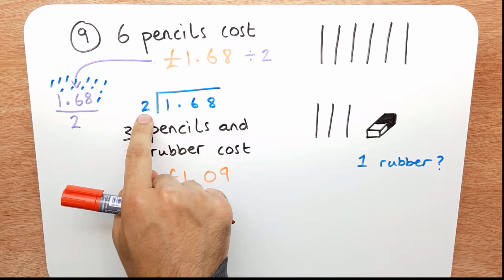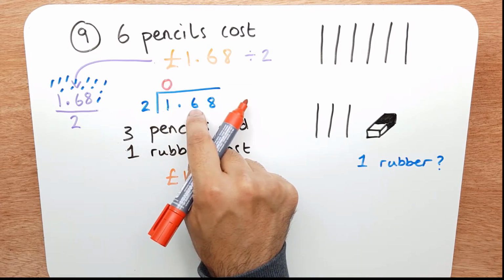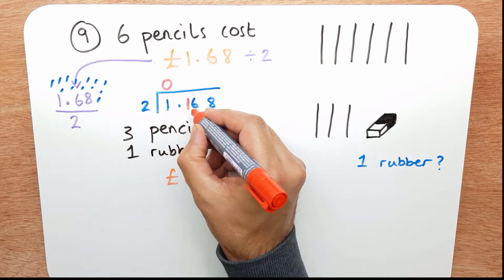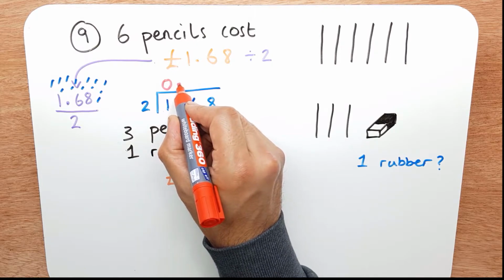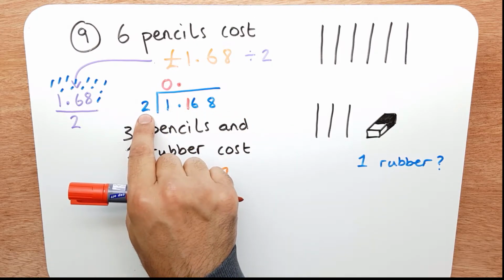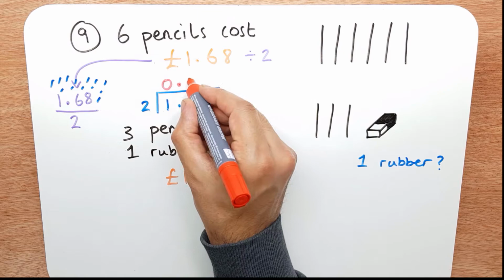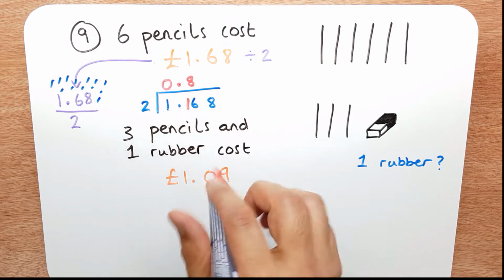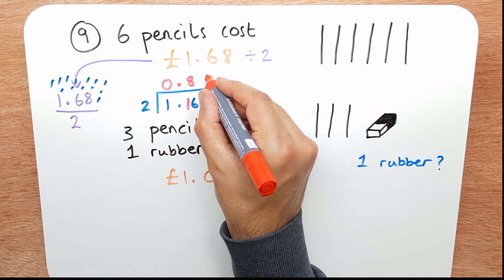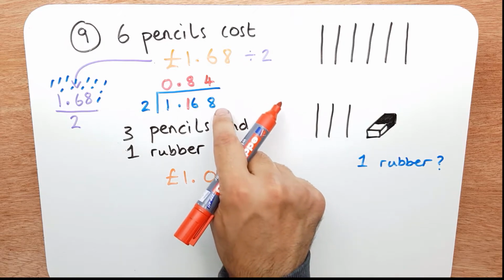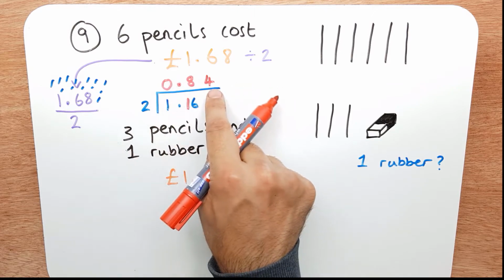So how many 2s are there in this 1? 0. And we carry the 1 over to the 6, and the 6 becomes 16. Now we have to put this decimal point here. We have to be careful not to lose that. So how many 2s are there in 16? There's 8. How many 2s are there in 8? That's 4. And because we have no remainder, we stop there. So it's 0.84. That's like 84 pence.